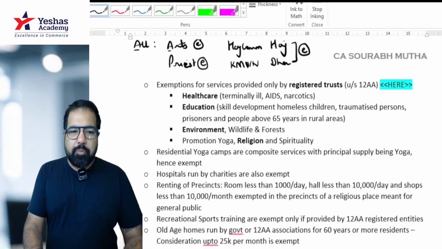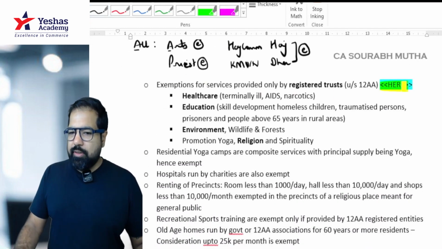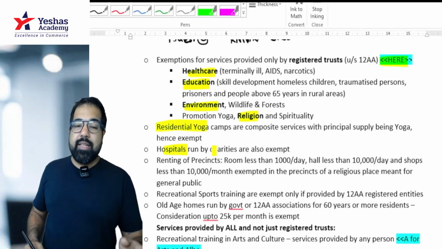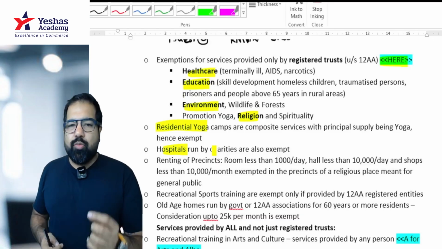Let's read. Let's see what this is. Exemptions here: healthcare, education, environment and religion promotion, yoga, residential yoga camps, hospitals run by charities. One more thing, if I give pure donation, what do you mean by pure donation?